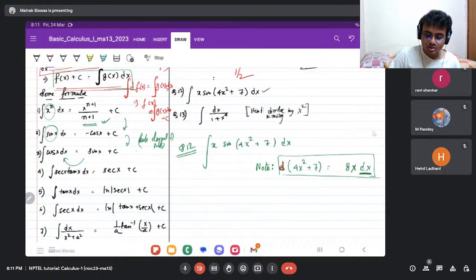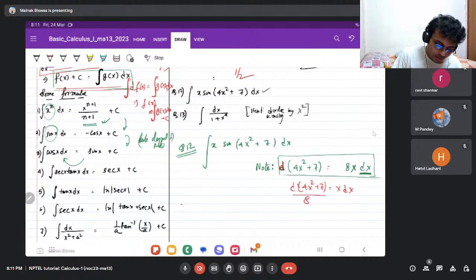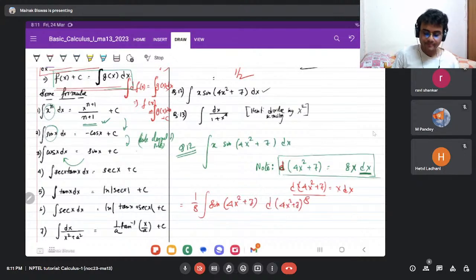So now, do you see that if I replace x dx with d of (4x square plus 7) by 8, now I have a formula that I know. Do you agree? Now this formula is in the table. Yes, sir. This formula is in the table, right?